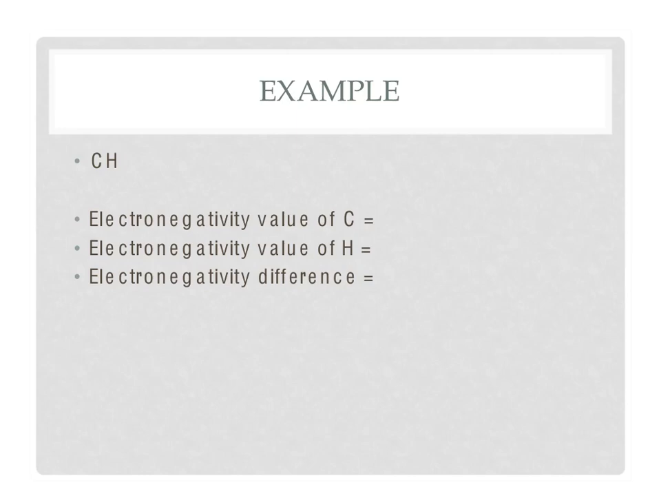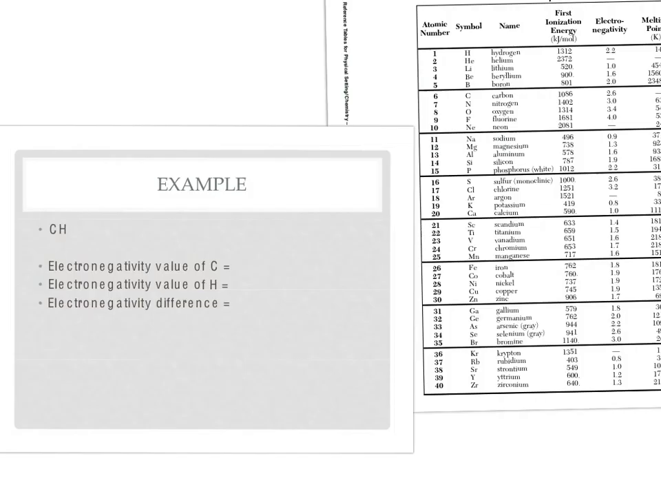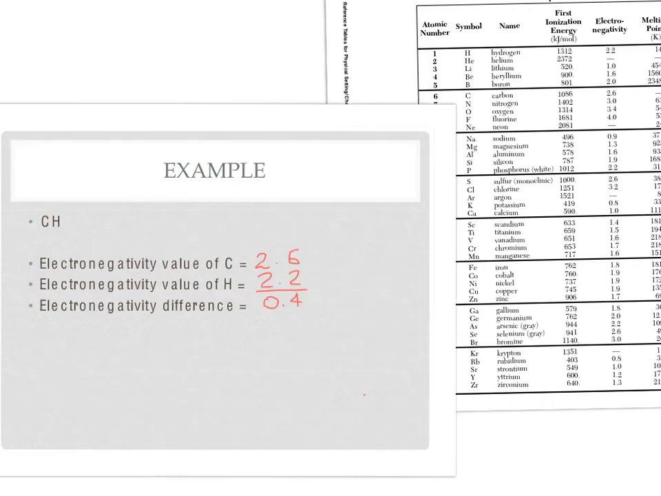CH. So in order to find the electronegativity value, remember we have to look at Table S. On Table S, the electronegativity value of carbon is 2.6, while the electronegativity of hydrogen is 2.2. So we're going to write that down. Carbon is 2.6, hydrogen is 2.2. So therefore the electronegativity difference of CH is 0.4.